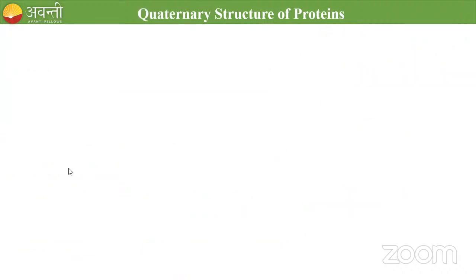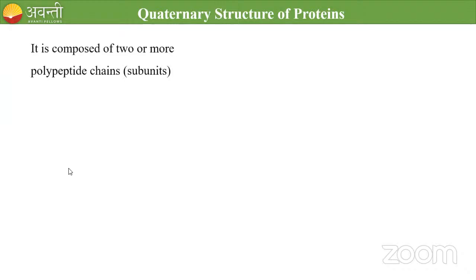Now the last is the quaternary structure of protein. In quaternary, we have two or more polypeptide chains. The quaternary structure is composed of two or more polypeptide chains. You just see the structure.